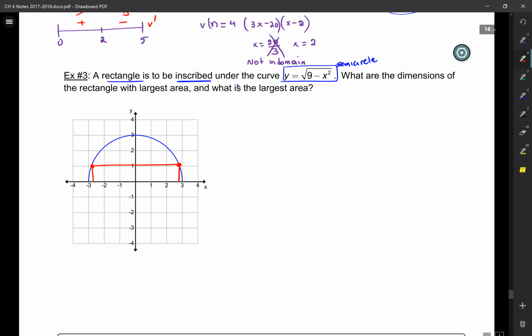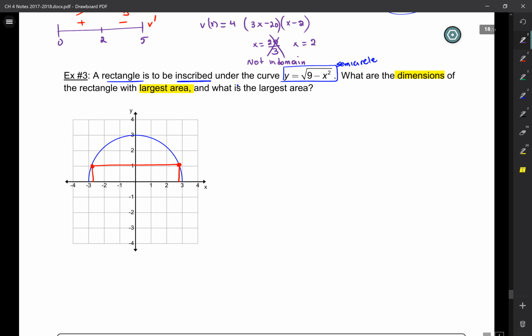What are we looking for? We're looking for the dimensions of the rectangle with largest area. That tells us again that there isn't only one rectangle I could draw here. That red one is a rectangle. Another rectangle I could draw, let's say, is this one, and then you could imagine you could draw like millions of others. Now, let's just take the red one for a minute.